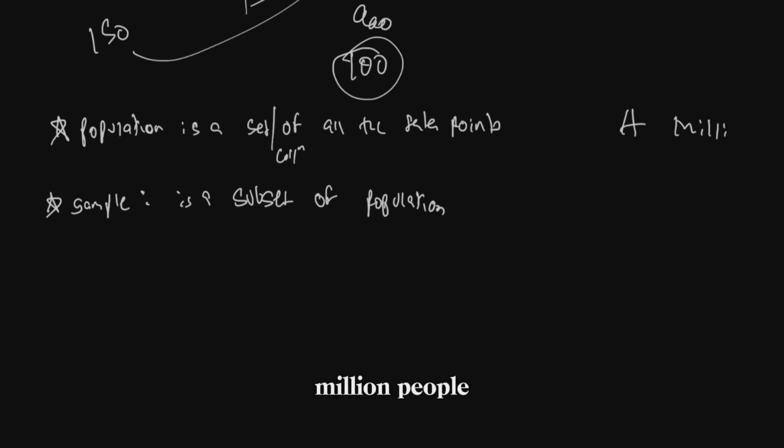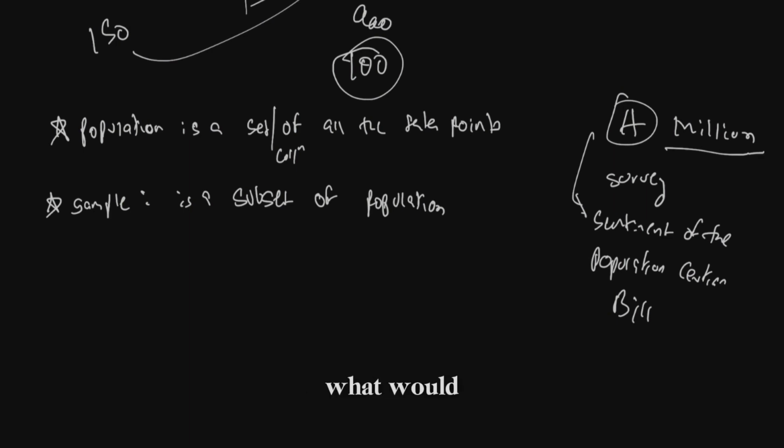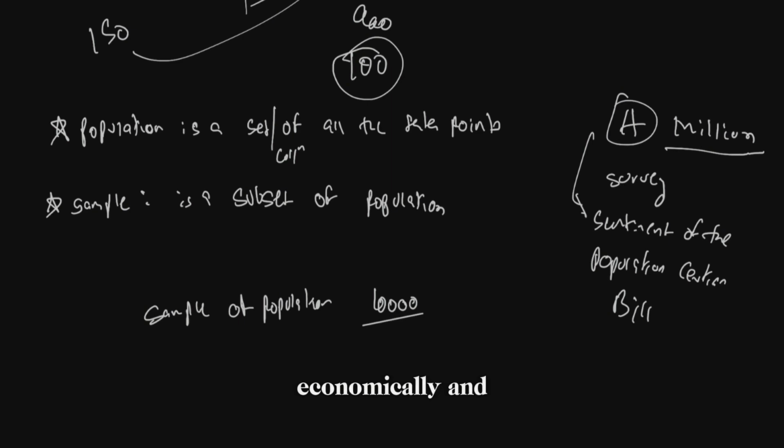1 million people, and you want to conduct a survey for country A to see what the sentiment of the population is with regard to a certain bill. You don't have the resources or the time to conduct a survey for 1 million people, right? So what would you do? You will take a sample of the population. That means you will choose, let's say, 10,000 people out of those 1 million people to conduct the survey, which is economically more effective than surveying 1 million people.